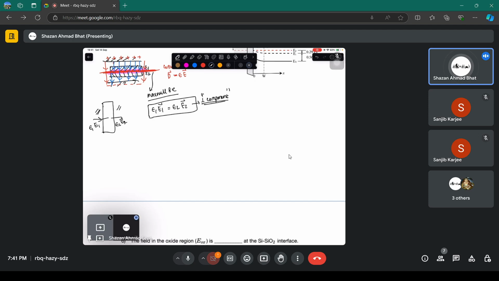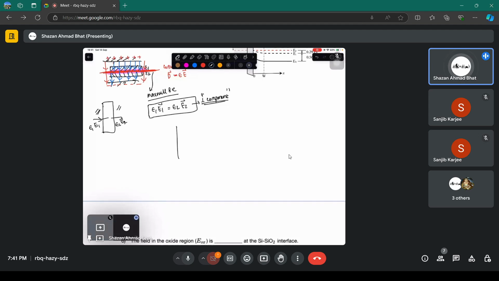There are other boundary conditions as well. The parallel component of the electric field, then there is the perpendicular component of magnetic field and the parallel component of magnetic field. But because you are not dealing with the magnetic fields here, and also the parallel components, let's ignore them for a moment. But this is the particular boundary condition which you are going to use.